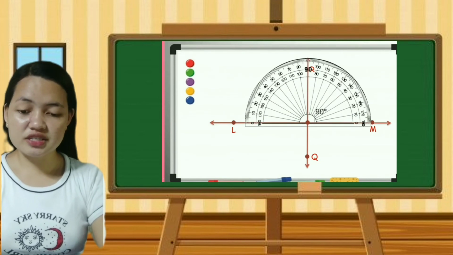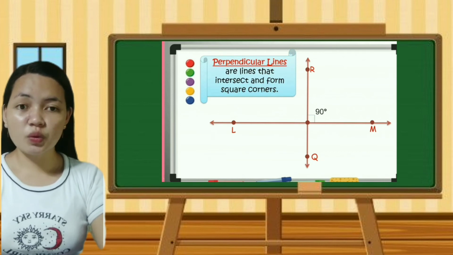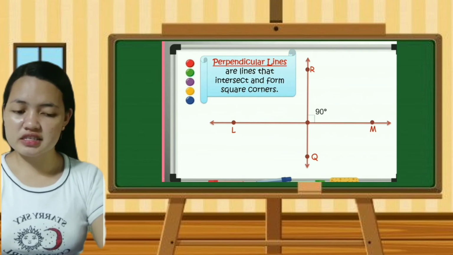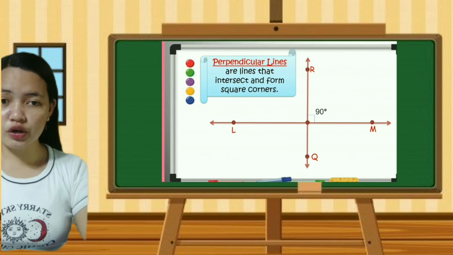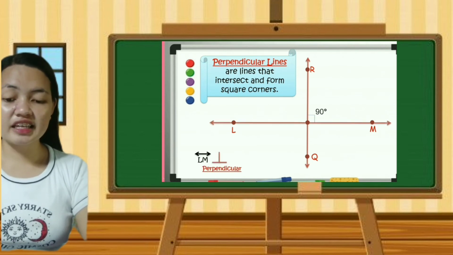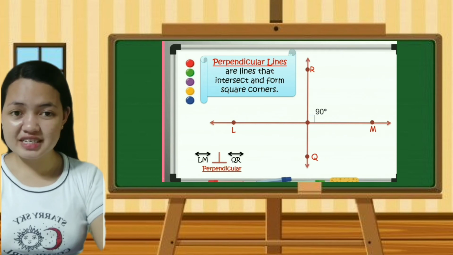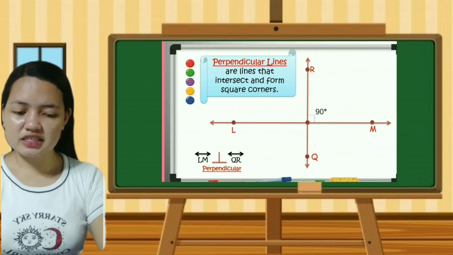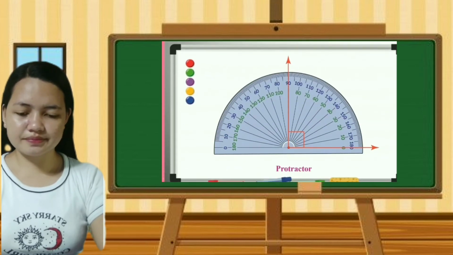Lines that intersect and form a 90-degree angle, or square corners, are what we call perpendicular lines. So we can say that line LM is perpendicular to line QR. We use a symbol to represent perpendicular lines. Here are some examples of perpendicular lines.